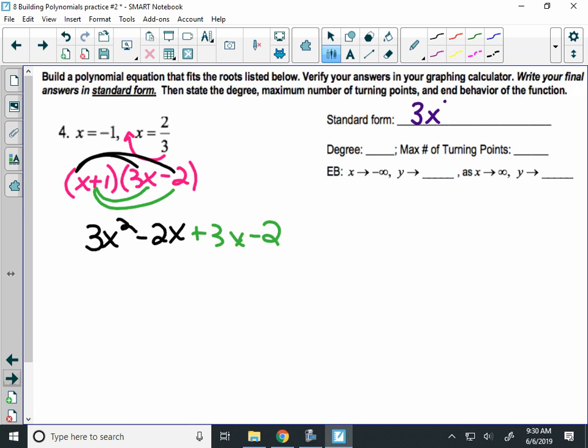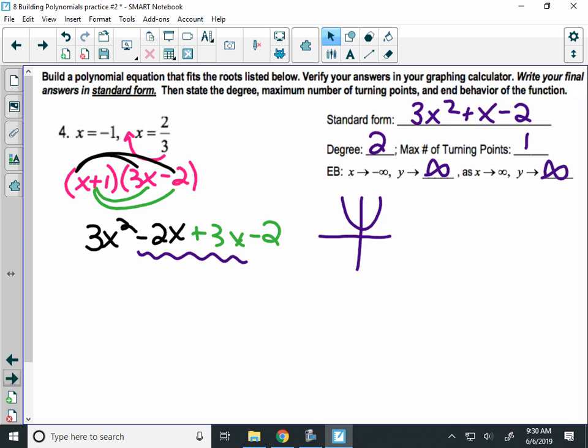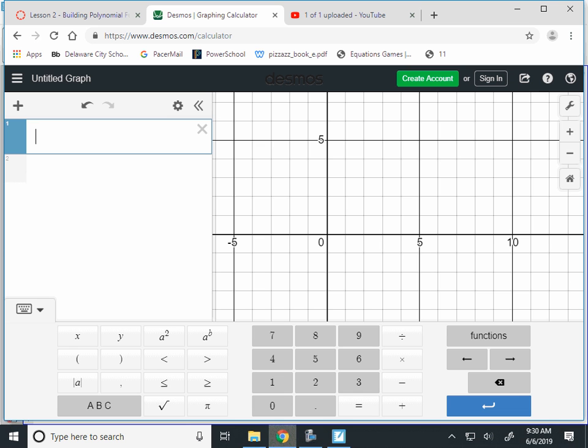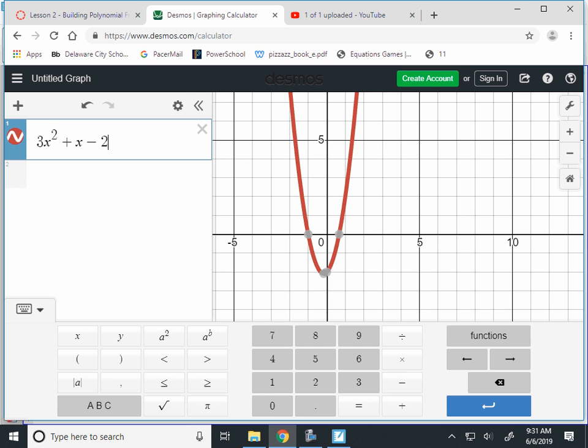And I combine my terms. 3x squared stays the same. Negative 2x plus 3x is plus 1x minus 2. The degree is 2. It's called quadratic, so that means there's one term. And the end behavior, well, the degree is even, so they both go in the same direction. This means it's a parabola that opens up because the leading term is positive, so both arrows go to infinity. If you're not sure about the end behavior, graph it, right? Our answer was 3x squared plus x minus 2. You can see both arrows are going to go up when you make that.